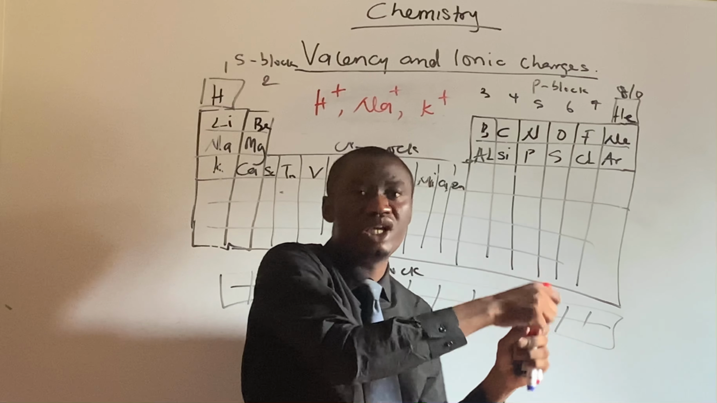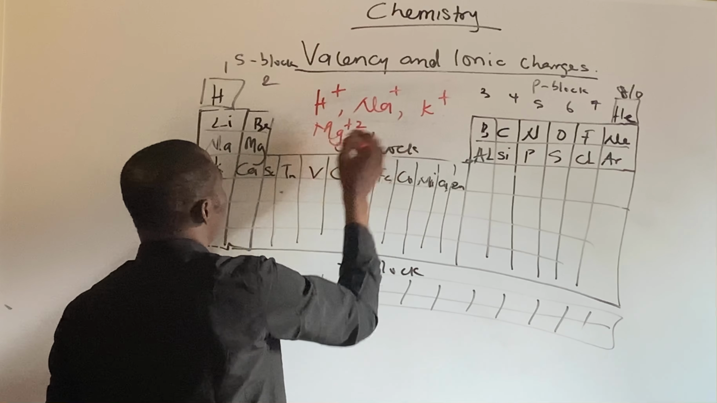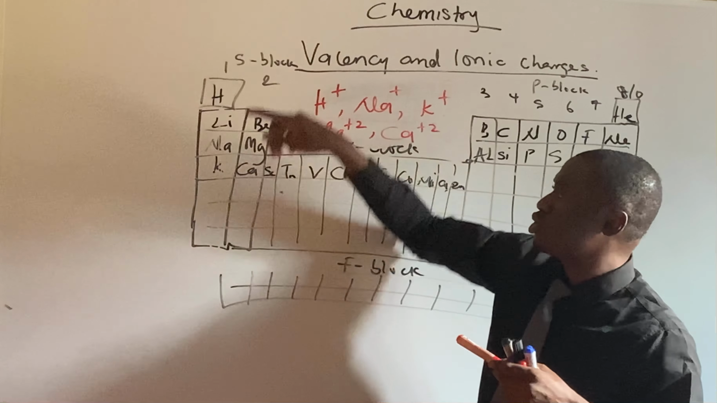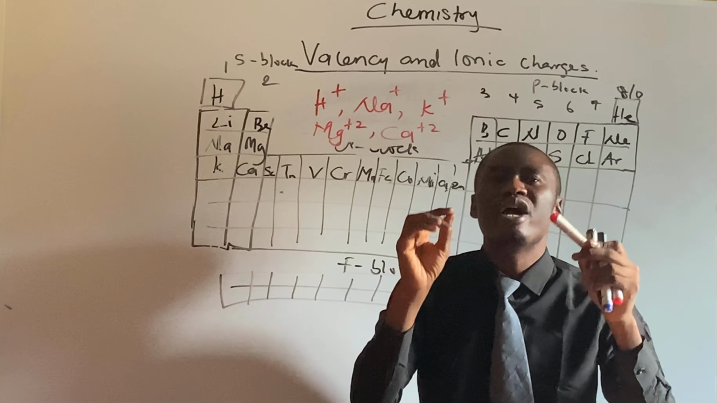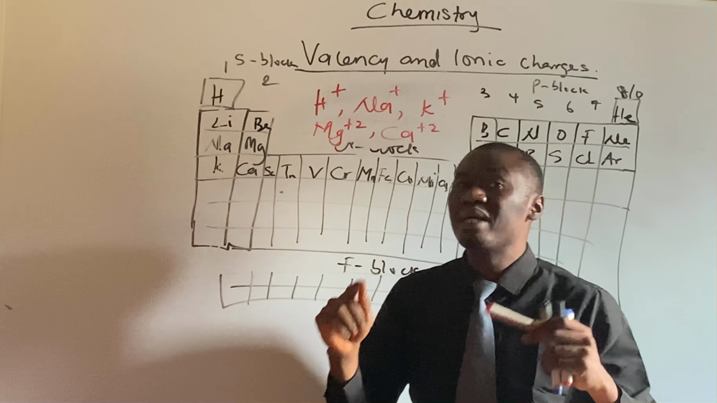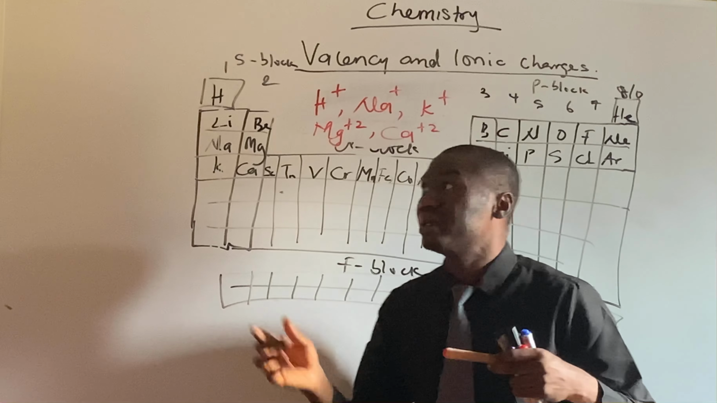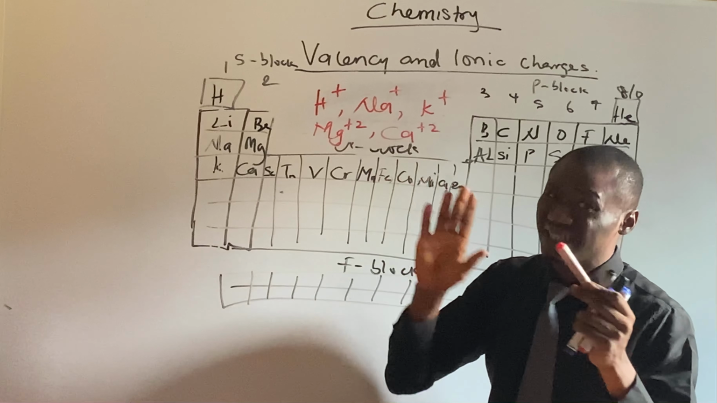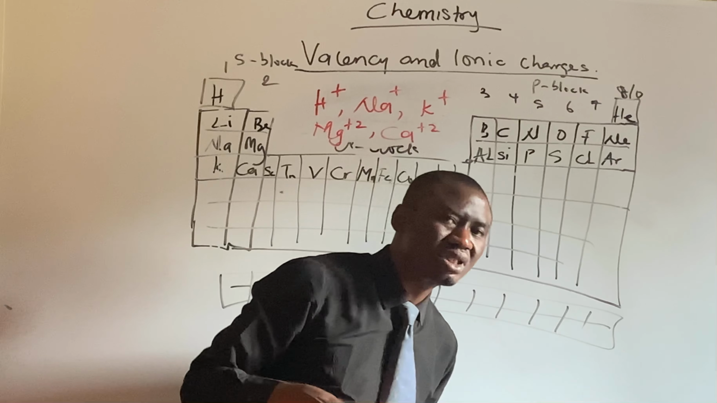Now, what are the elements in group 2? Elements in group 2, like magnesium, carry the plus 2, and then calcium carries the plus 2. You know why now? All the elements in group 2 carry the charge of plus 2. That is the ionic charge. But the valency, which is the combining power of the atoms of an element, the number of electrons shared, lost or gained during chemical combination, is 1 for group 1 and 2 for group 2. That's valency. But the ionic charge, remember to put the charge, whether positive or negative.